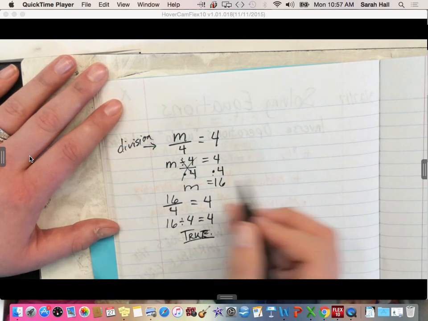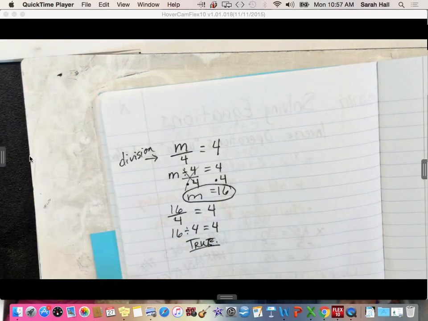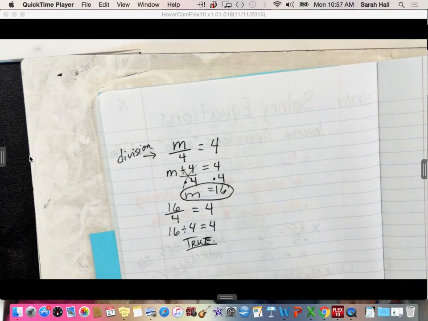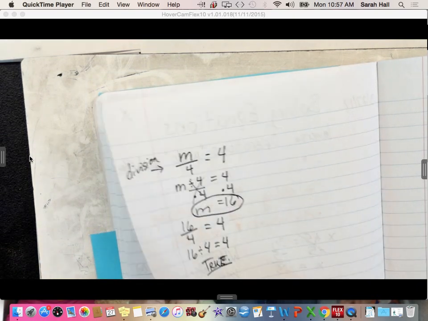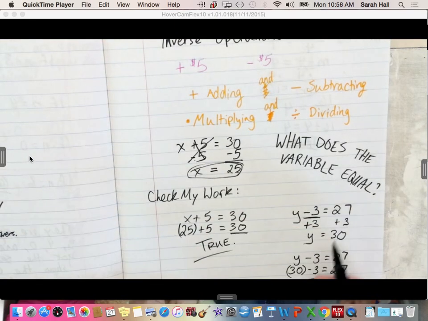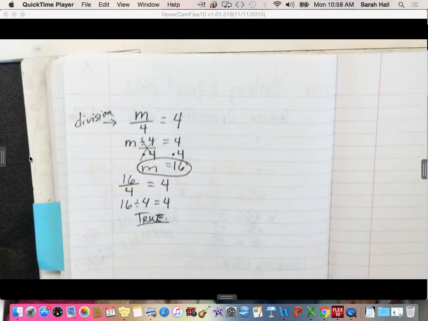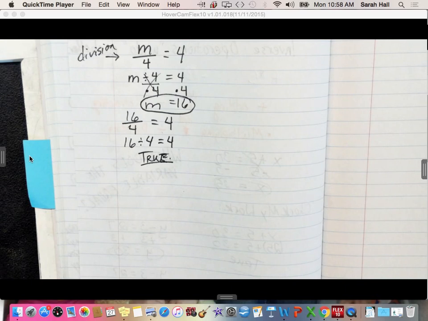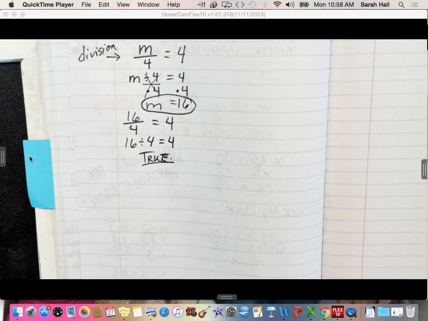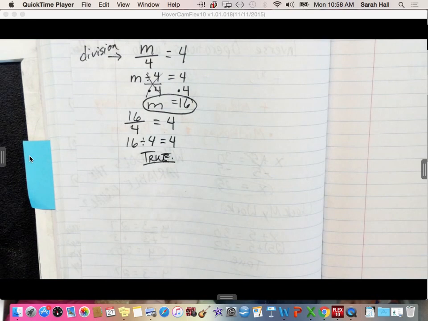It's really important that you circle m equals 16, and I did not do that the last couple times. Your answer is m equals 16 for these. The true is not your answer, you're checking your work there. You're checking to make sure that m equals 16. So in fact, I'm going to go back, and I'm going to circle these answers too. I said x equals 25, and I said y equals 30. So whatever you say the variable equals, that's your answer. The whole thing. Don't just circle the 16. Don't just circle the 30. You need to circle m equals 16, or whatever variable equals that number. Any questions about that?